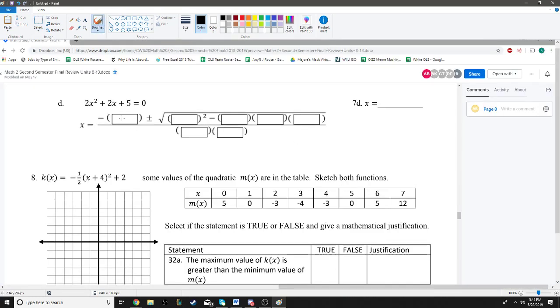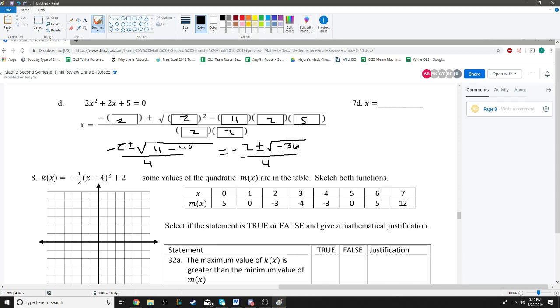Part D, same thing. So it's negative 2 plus or minus the square root of 2 squared minus 4 times a times c, all divided by 2 times 2. So this is negative 2 plus or minus the square root of 2 squared is 4, minus 4 times 2 times 5, that's going to be 40, all over 2 times 2, which is 4. So this is negative 2 plus or minus the square root of negative 36 all over 4.